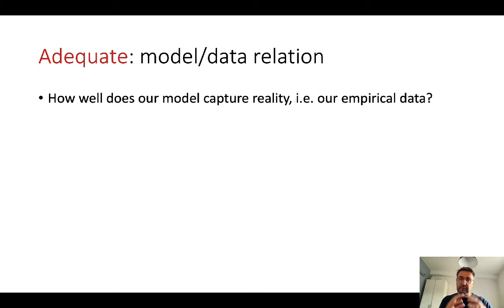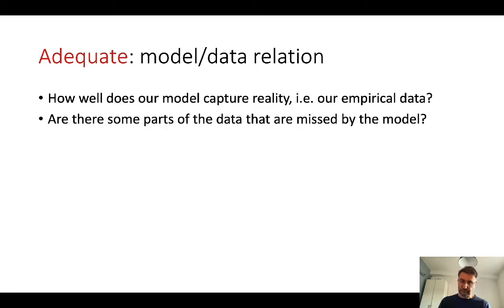fit the reality or fit the actual data in a good way. But of course, there can be computational problems, other problems in modeling, which make it so that this doesn't actually happen. And this step is about ensuring that it happens and leads to a good representation of the actual data you have seen. So are there some parts of the data that are missed by the model, for example?